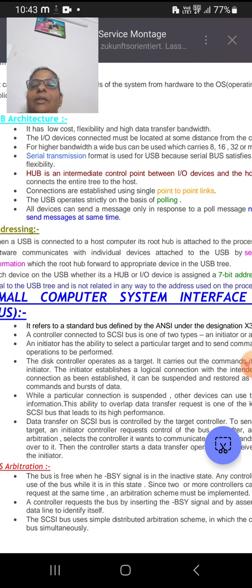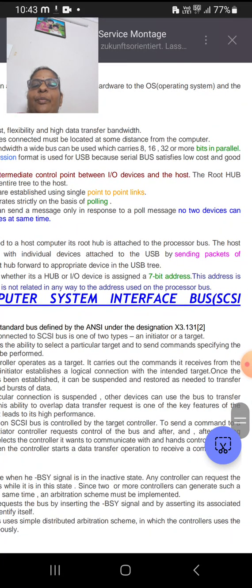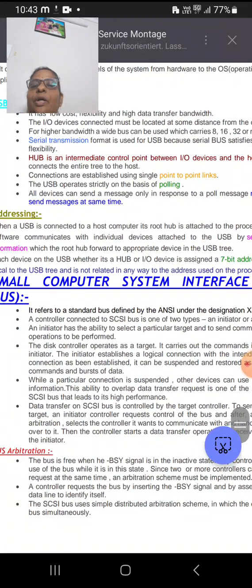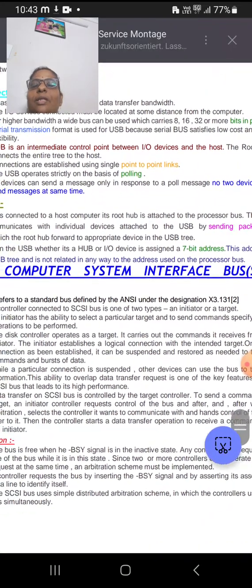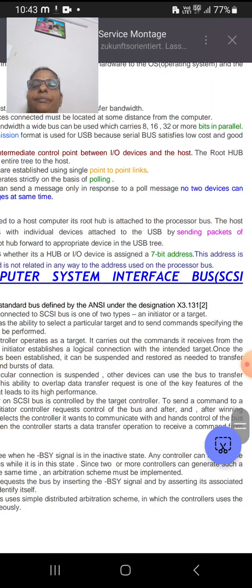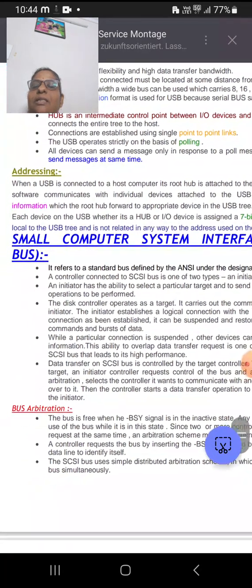The hub is the intermediate control point between the input output device and the host. The root hub is connected to the entire tree of the cost. Connections are established using single point to point links. The USB operates only on the basis of polling, so all the devices send messages only in response to poll messages, so no two devices can send a message at the same time.